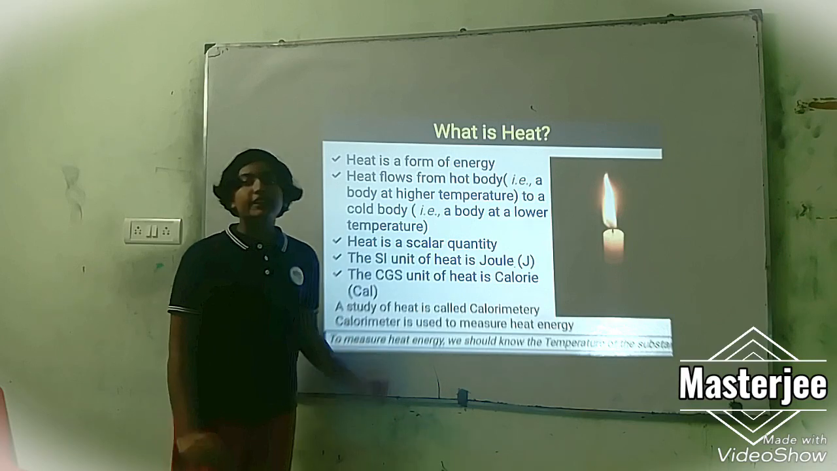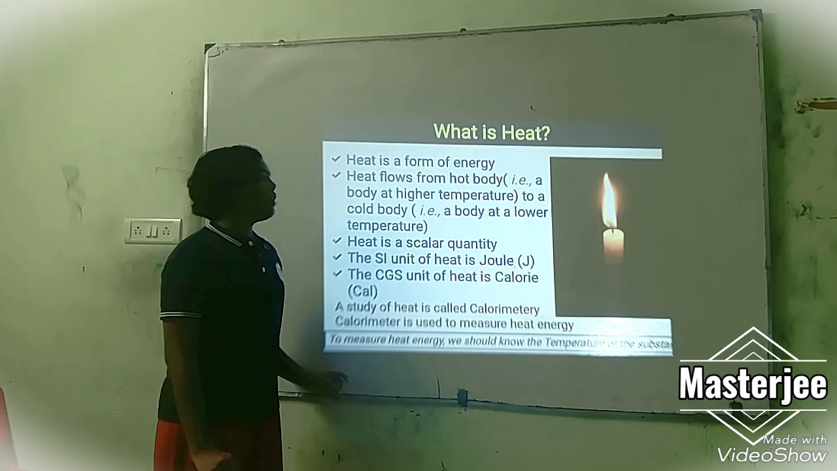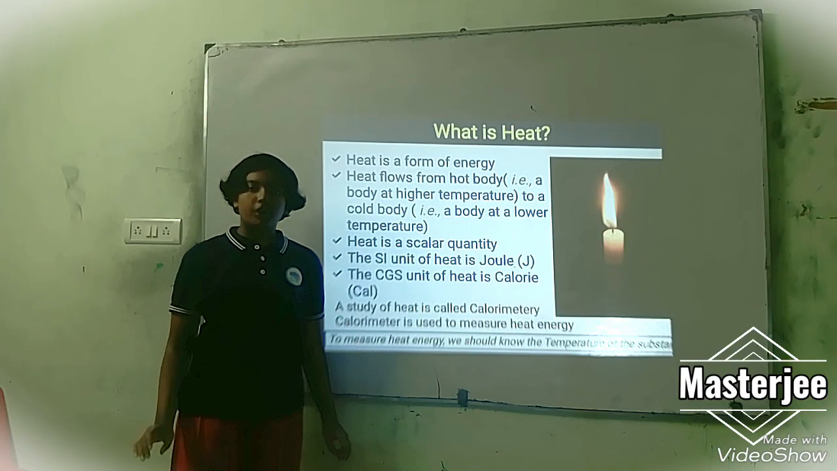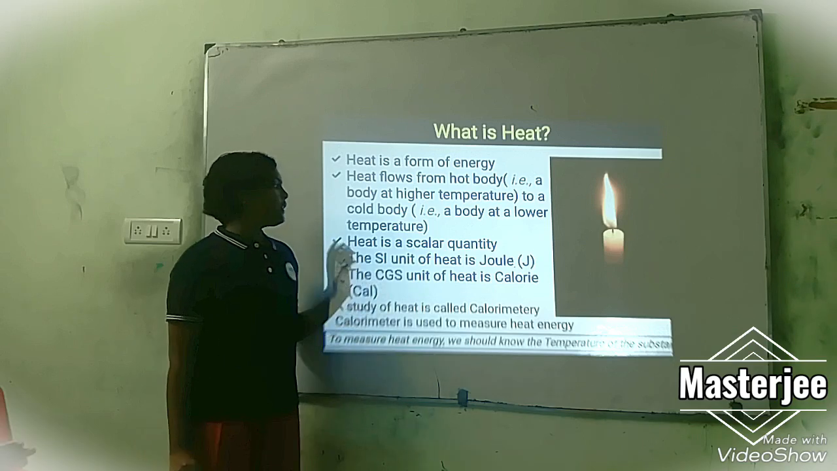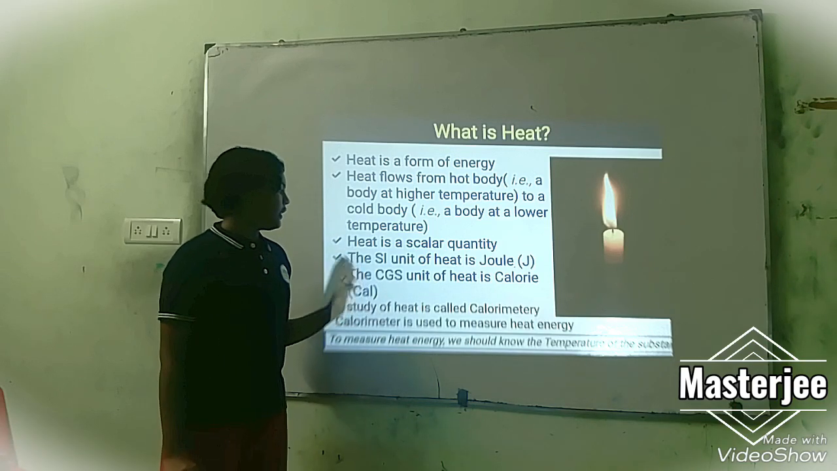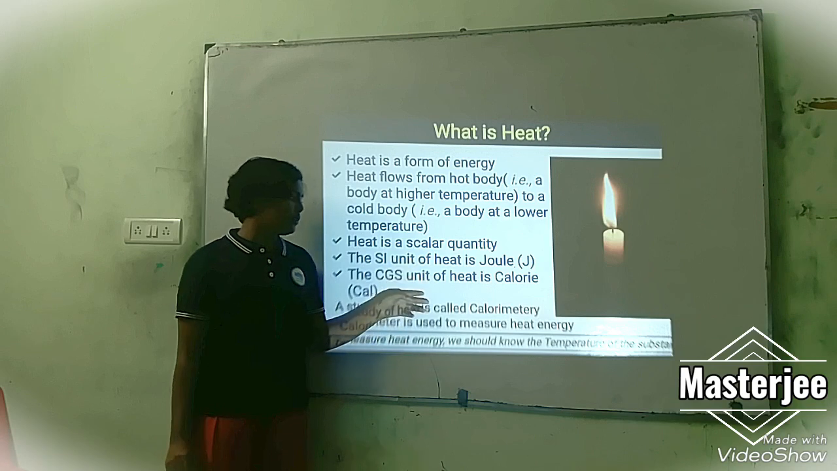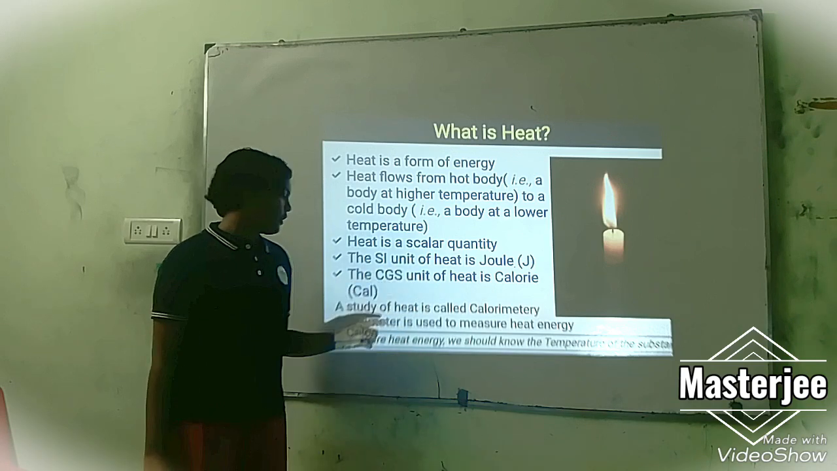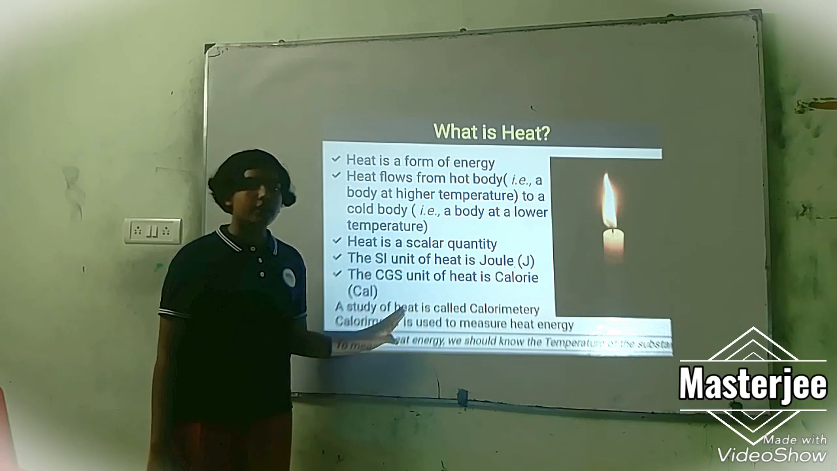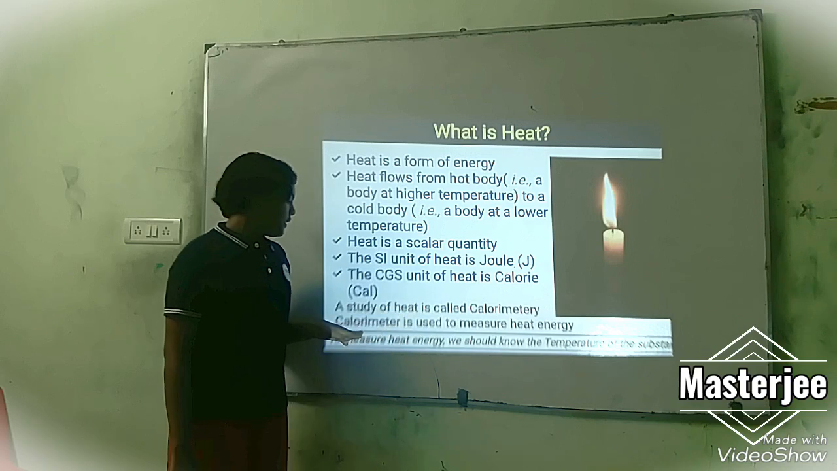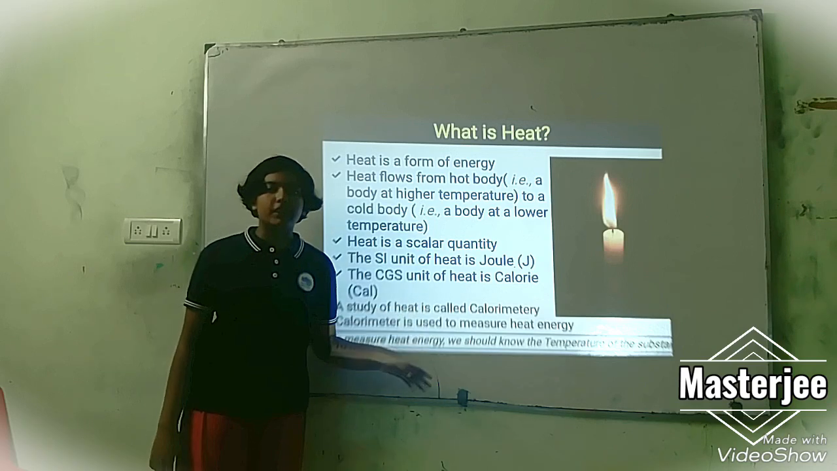What is heat? Heat is a form of energy. Heat always flows from hotter body to colder body. Heat is a scalar quantity. The SI unit of heat is joule and the CGS unit is calorie. Study of heat is called calorimetry, and calorimeter is used to measure heat energy.